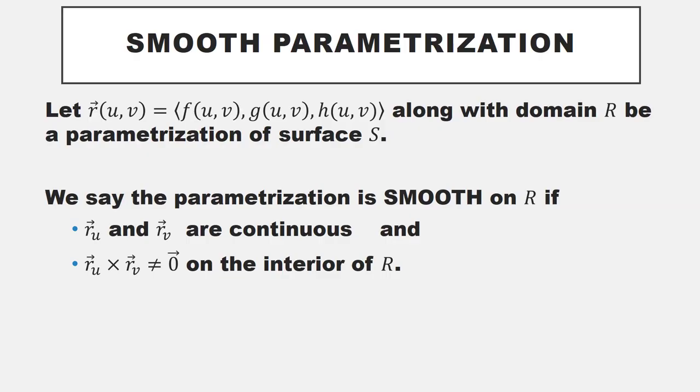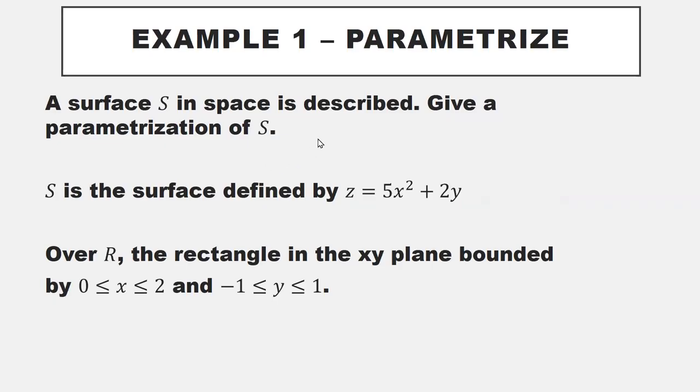Now, we're not going to worry too much about smooth parameterizations in this section, but it will be important later on when we do integration with our parameterizations. So let's do an example. The goal of most of this section is going to be to start with a surface and create the vector valued function along with the domain that gives us a nice parameterization of the surface.